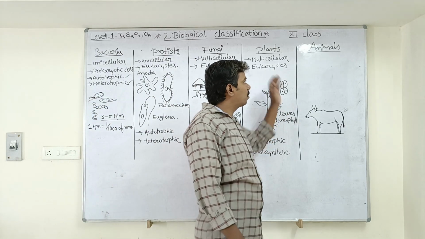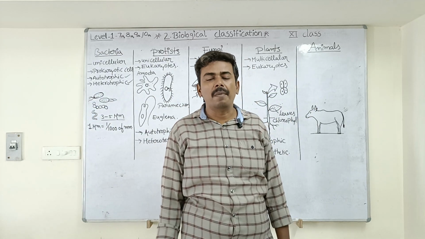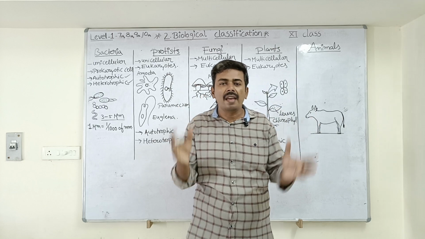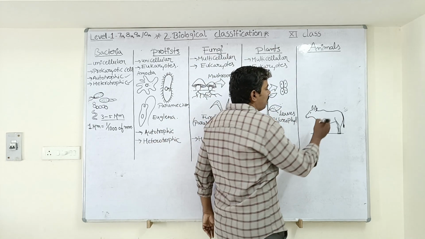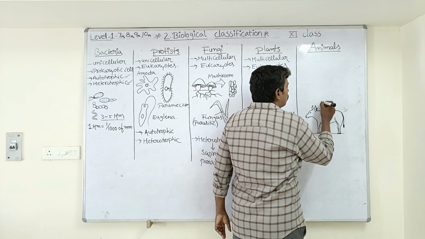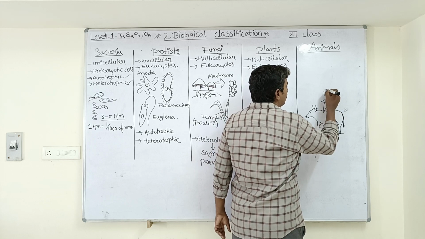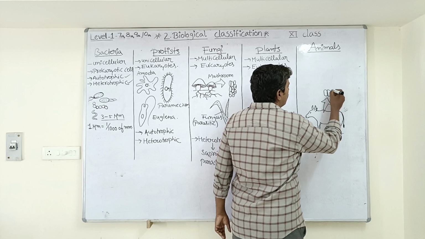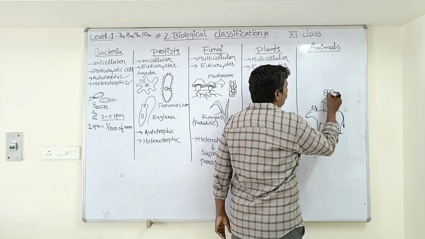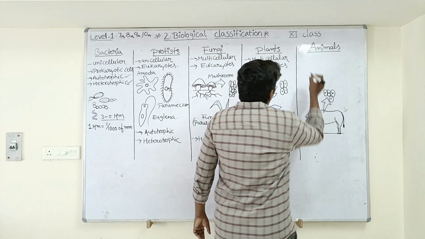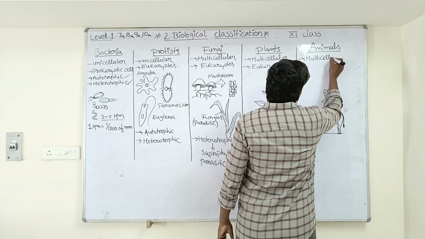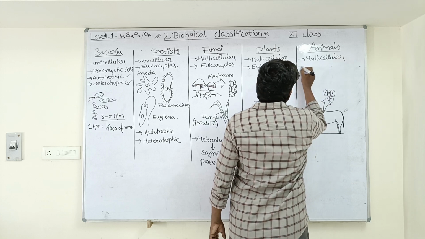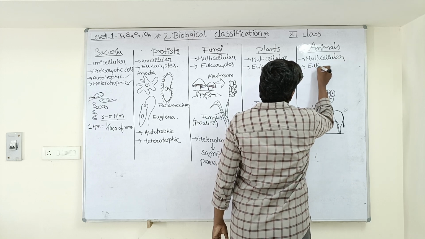Next, coming to animals. Animal kingdom. Animals belong to your animal kingdom. In animals also we can see the animal's body is made up of many cells. Many cells will be present inside the body of animals and each cell is having a nucleus. Okay. So they are also multicellular eukaryotes.